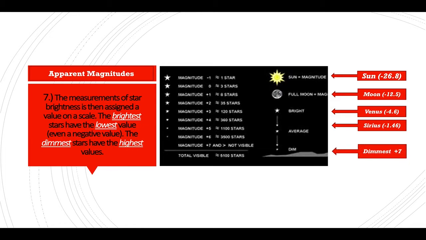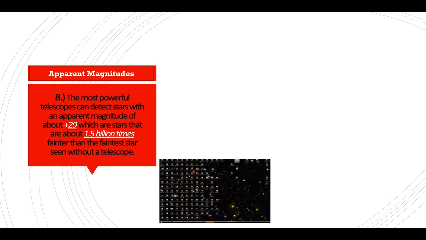Venus, which you tend to see in the morning or in the evenings, depending on the time of year, is a -4.6. One star, Sirius, the dog star, is a -1.46. So it's bright. Once you get to +7, you're going to need help, even with really good eyes. +6 is about the limit. The most powerful telescopes can detect stars with apparent magnitudes of about +29. So when we're at about +6 for our vision, these can go out to +29.